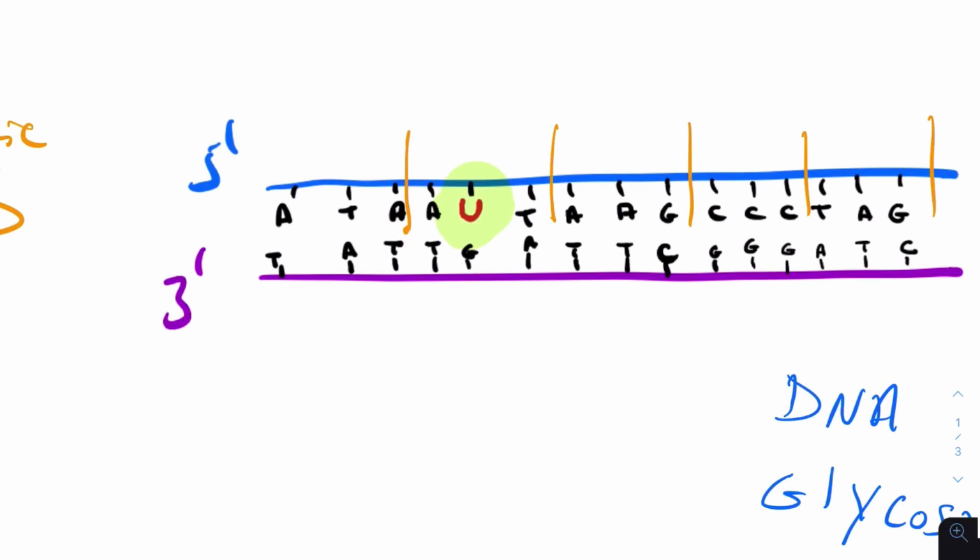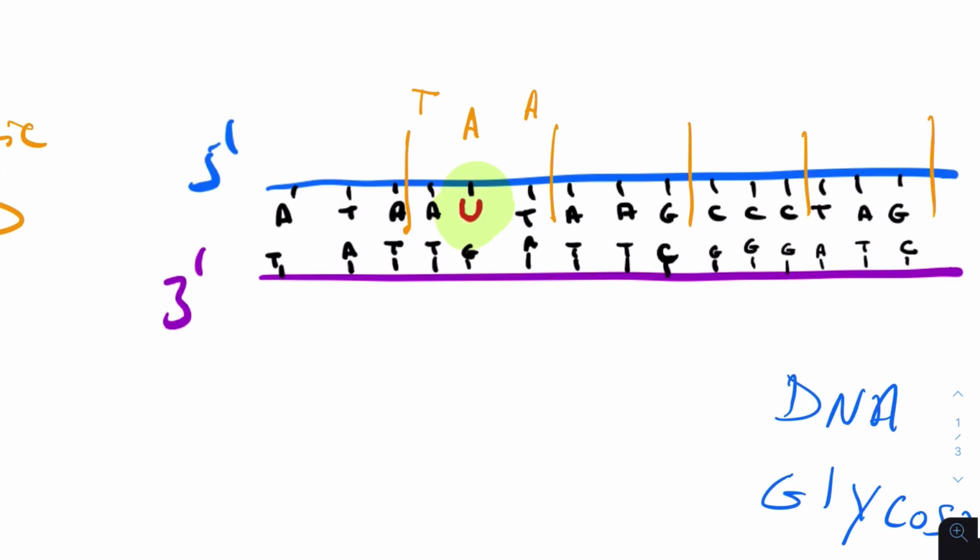If we were to transcribe this, or copy this, the A would be a T, this would also be an A, but what about this U? U will turn into what? This will be a C. I'm sorry, not a C. Let me erase this. This would be an A. I was looking down over here where the G is, that's why I said C. But anyways, we would end up getting an A over here.